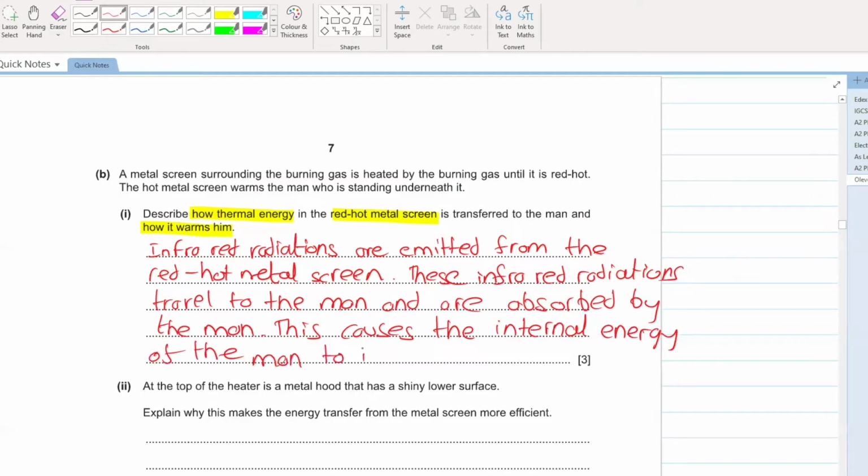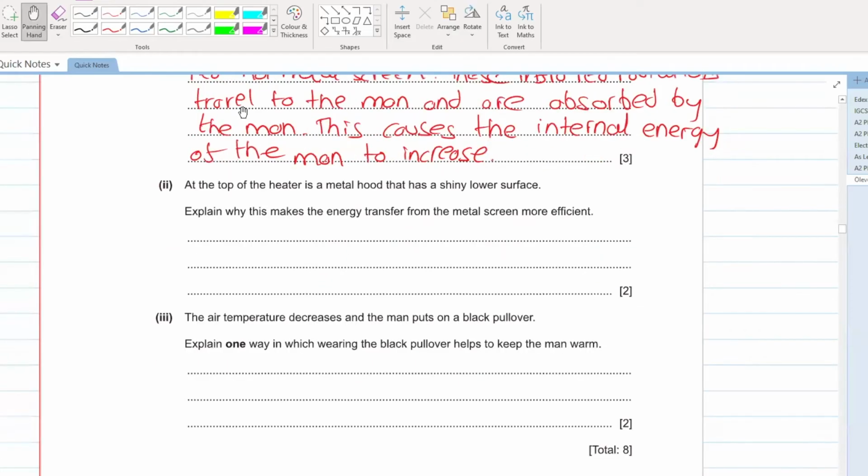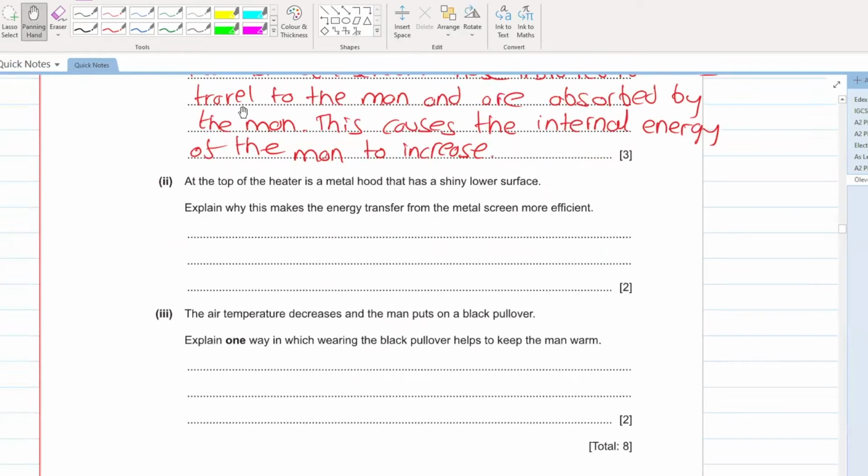Of the man to increase. Perfect. Let's further move ahead. At the top of a heater is a metal hood that has a shiny lower surface. Perfect. So we have a shiny lower surface. Explain why this makes the energy transfer from the metal screen more efficient.